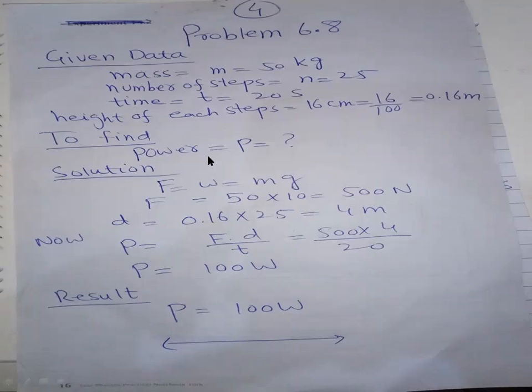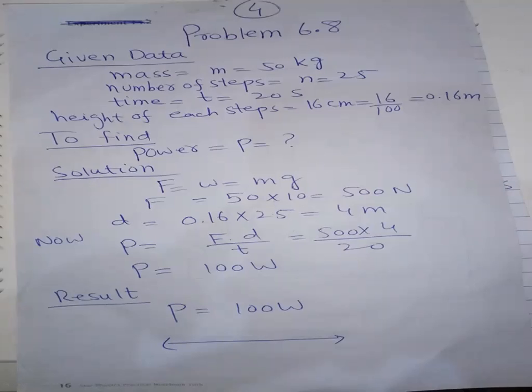To find power, before calculating the power, we will first calculate a few things. Force is not given to me numerically, so I can use the formula F is equal to W and W is equal to mg. Mass is 50 and the value of g is 10, so 50 multiplied by 10 gives 500 Newton. The man covered 25 steps, and each step has height 0.16, so 25 multiplied by 0.16 is 4 meter. This is the total distance covered by the man on the stairs.